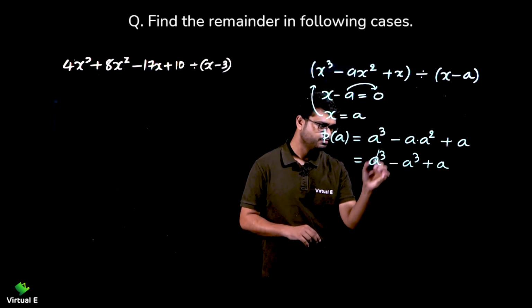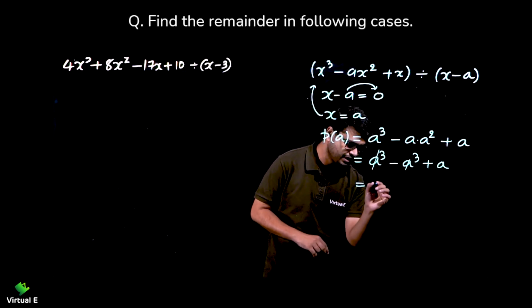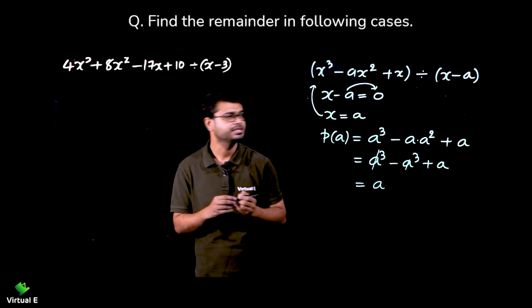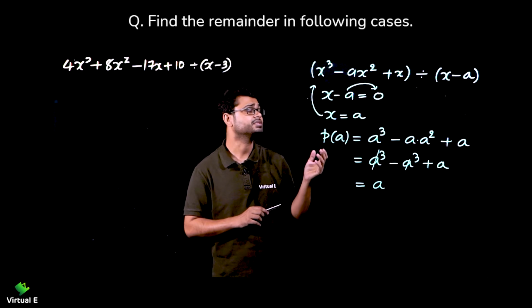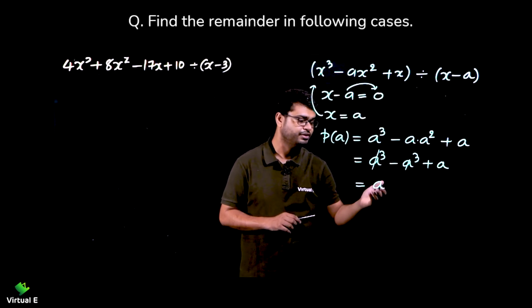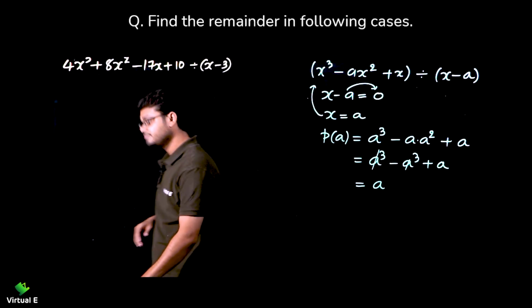So see, this positive a cube and negative a cube will be cancelled and what's left is only a. So that's the remainder in this case, right? Very simple, the method is the same. We are equating to 0, substituting the value in the polynomial, and whatever you get, that will be your remainder. Let's discuss one more question.